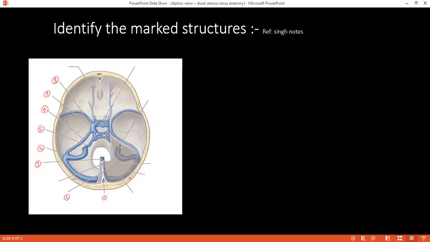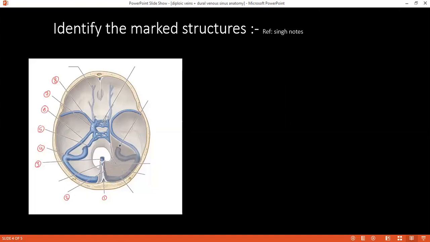All right. Okay. What more can you tell me about this? It's not labeled, but can you tell me what that is? This is the basilar plexus of veins. Intercavernous sinus. What is intercavernous sinus? These are the sinuses which connect both the cavernous sinuses.